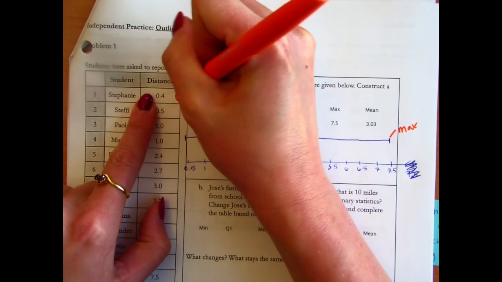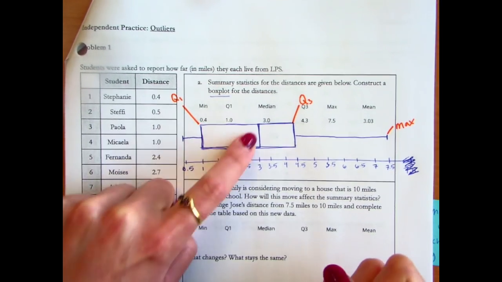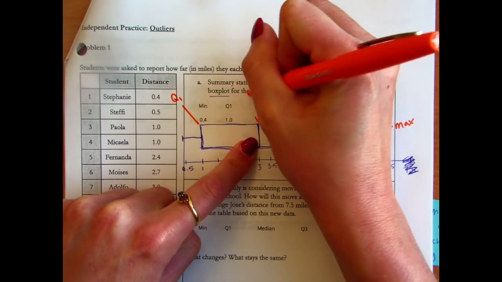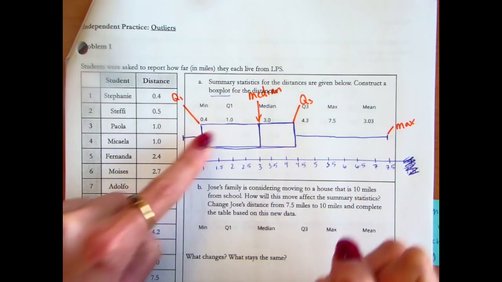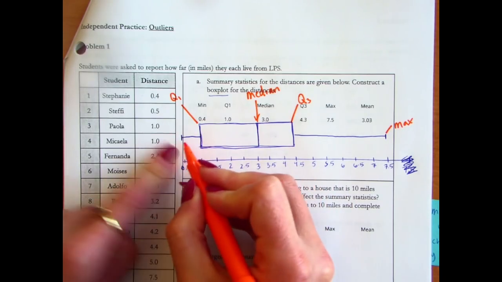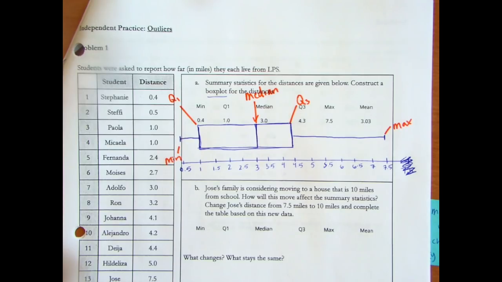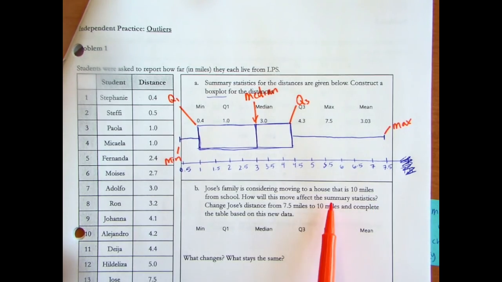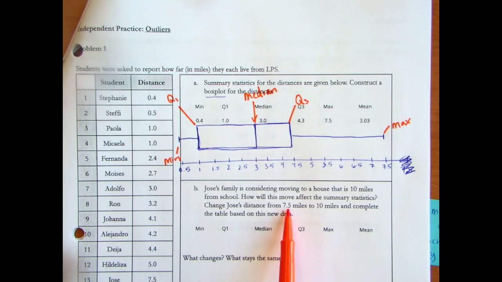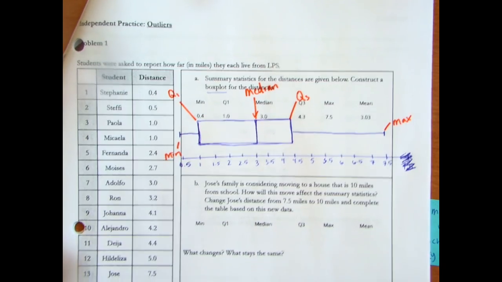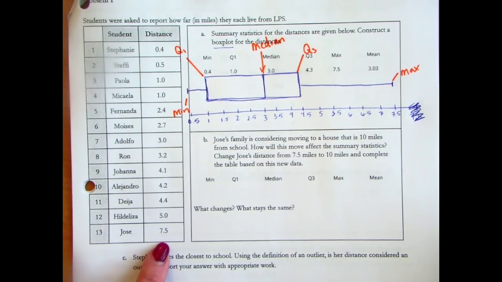Moving on, Jose's family is considering moving. How will this change if Jose's distance changes from 7.5 to 10? Complete the table based on this new data. So Jose, who already lived the farthest away, was the maximum at 7.5. He's going to move even farther away from school. So re-looking at the data, I can already see that's going to affect my maximum in my summary statistics. So I'm going to go ahead and change my maximum to 10. It's not going to affect my minimum, so I can keep the minimum as 0.4.